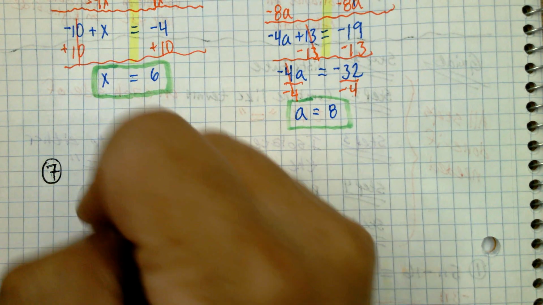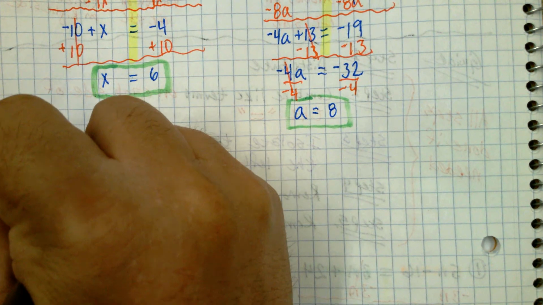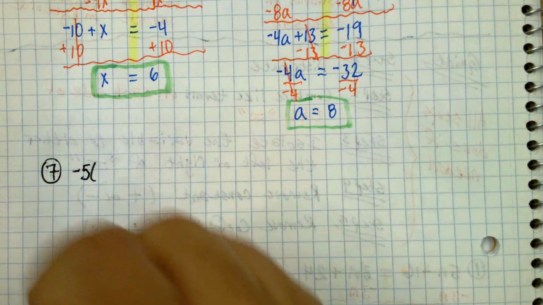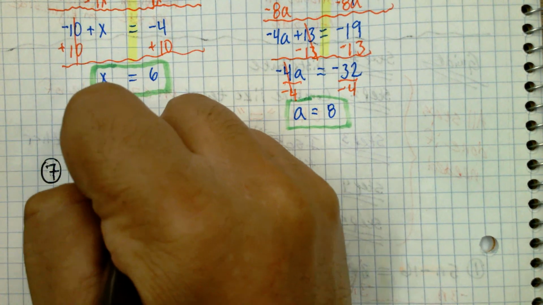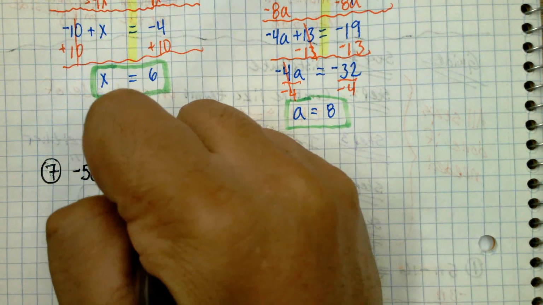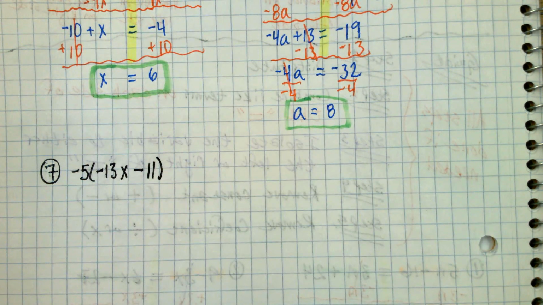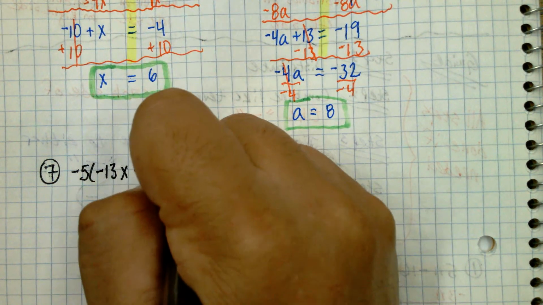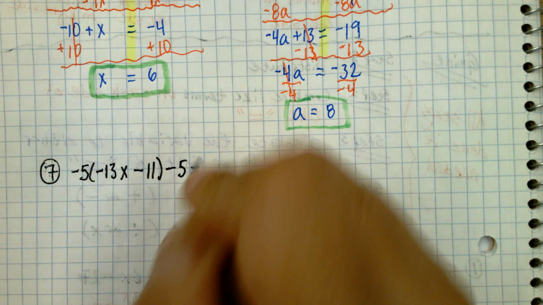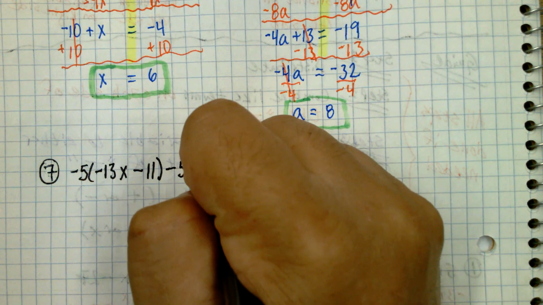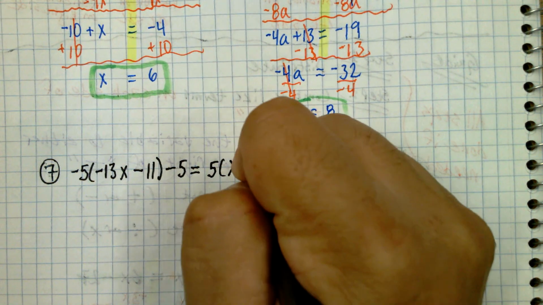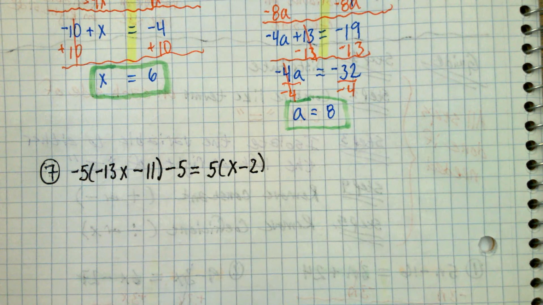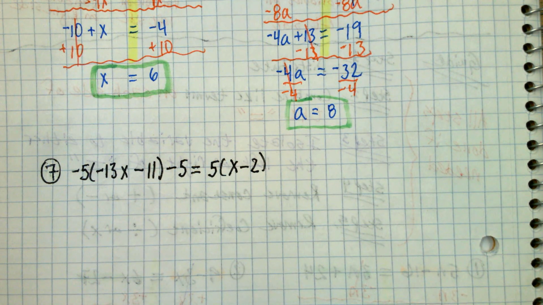All right. So distributing as promised, negative 5 parentheses negative 13x minus 11. Close the parentheses, take away 5 equals 5 parentheses x take away 2. Okay, so let's write all that down. As you can see, we got a lot going on.